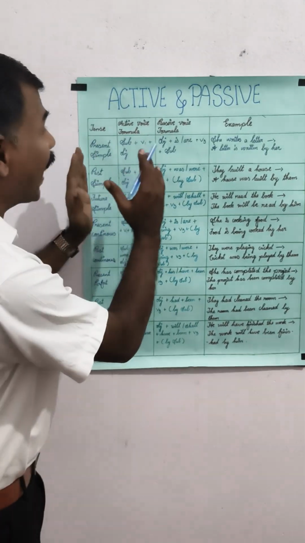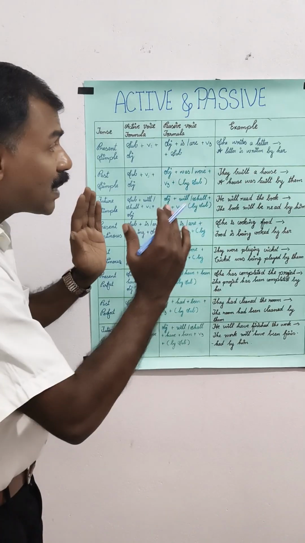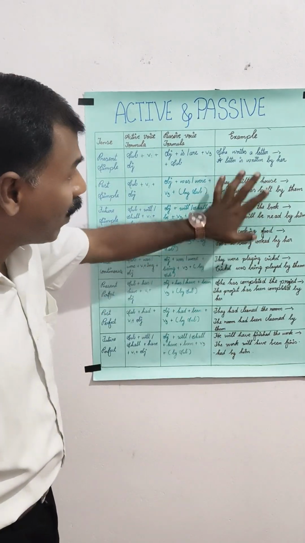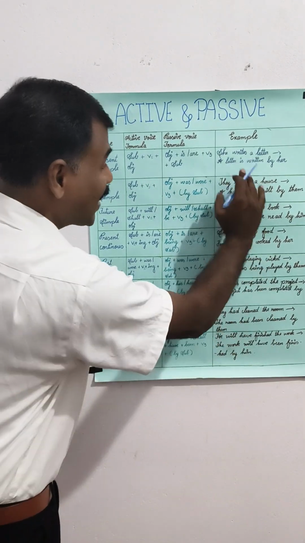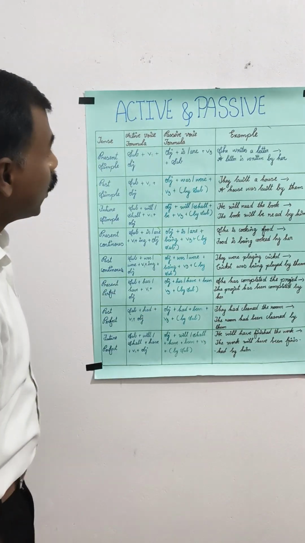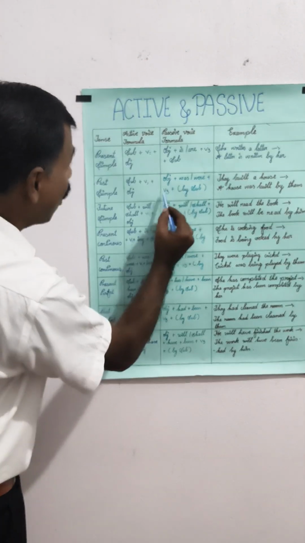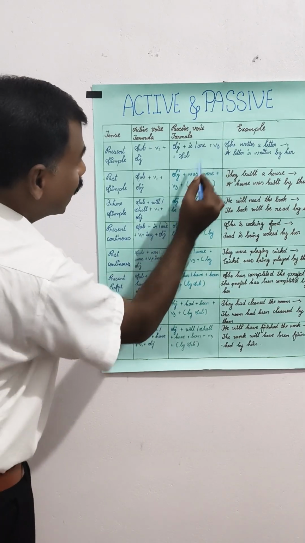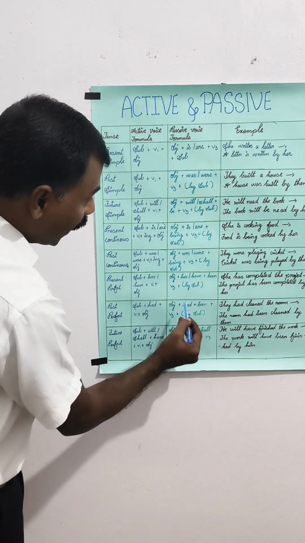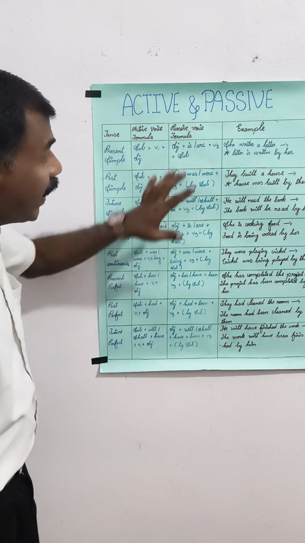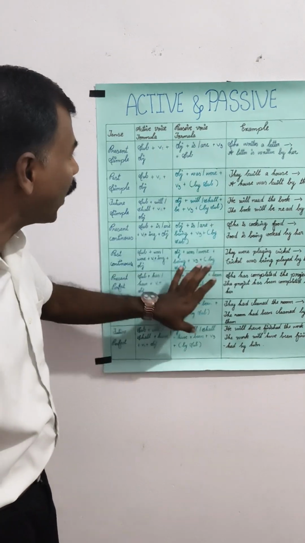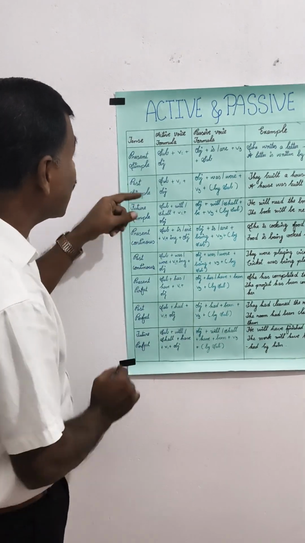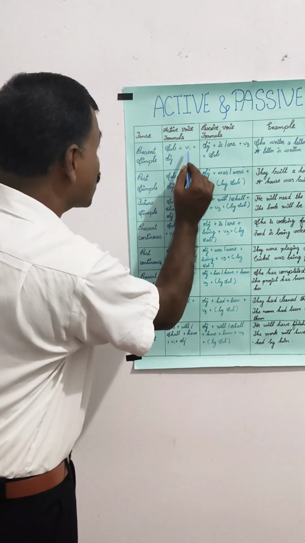While changing active voice into passive voice, there are some tricks we can see here. Wherever a verb is there in passive voice, we will use the V3 form only. You can see the formula: V3, V3, V3. Only the V3 form of the verb we will use in passive voice. That is an easy method. And another thing is, in present simple tense we are using V1.